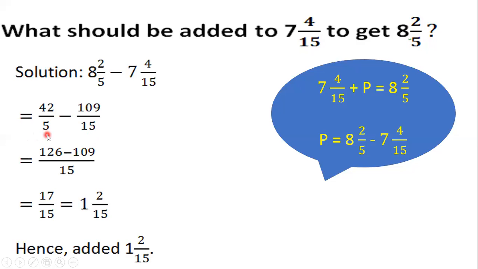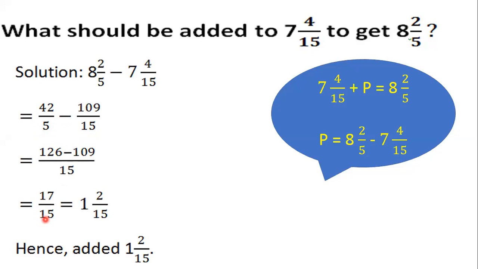Now children, we have 5 and 15 as the denominators. We'll have to find the LCM of the denominators. Clearly the LCM of the denominators is going to be 15. Okay, so we'll multiply 42 by 3. We'll get 126 minus 109 by 15, which is 17 by 15.